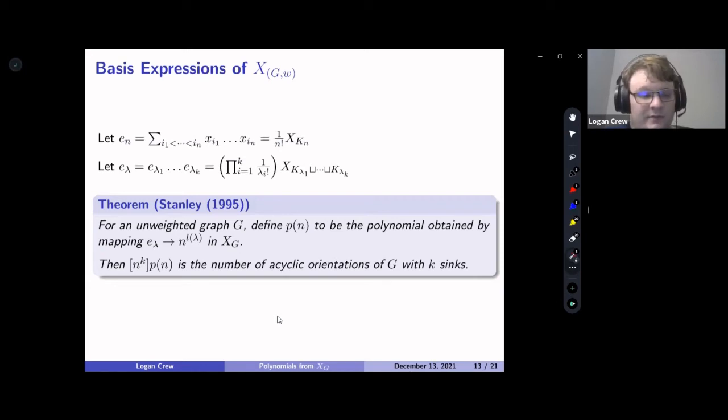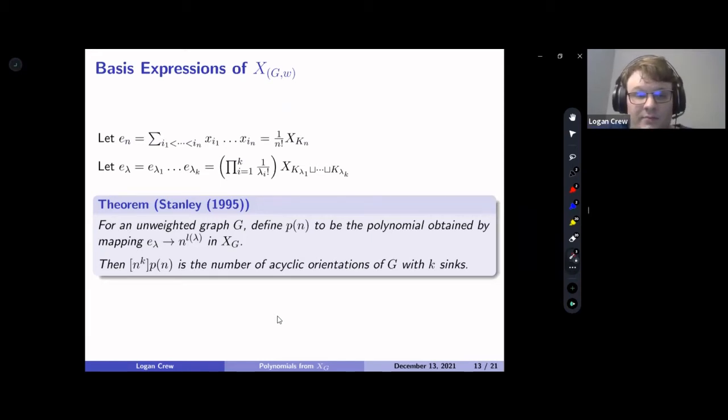So the chromatic symmetric function actually refines this property of the chromatic polynomial. We can now enumerate not only acyclic orientations, but we can enumerate them by number of sinks. And by this property of passing to a different polynomial by mapping all together each E lambda of the same length.